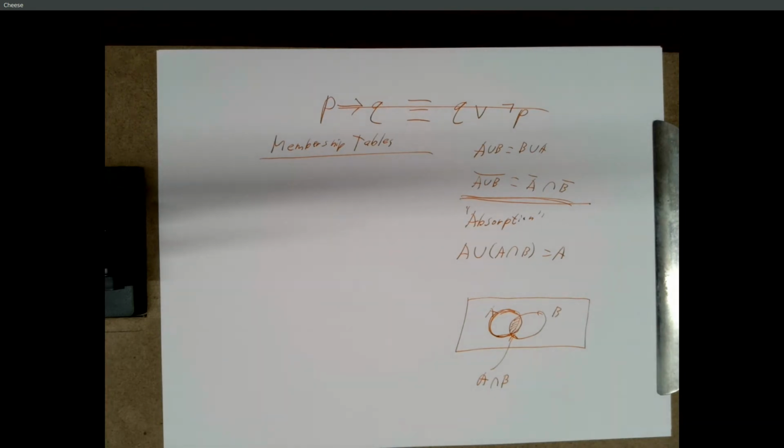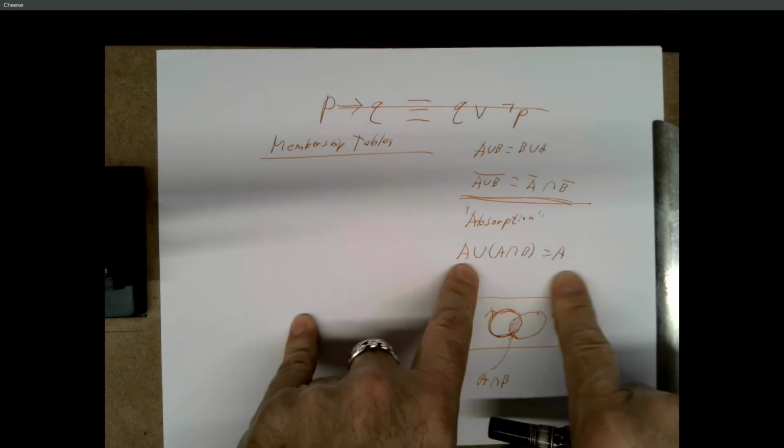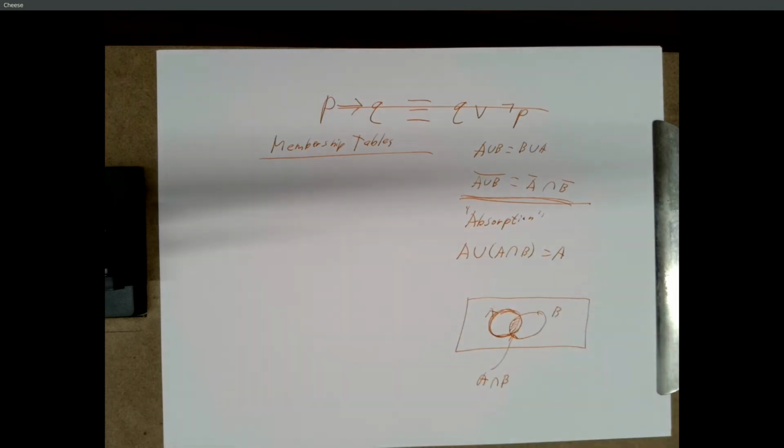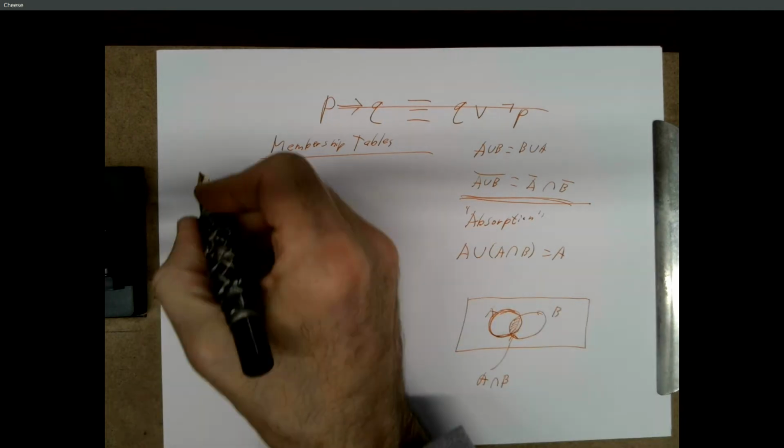It kind of looks right on this particular Venn diagram. It may ring as being reasonable at least, because A intersect B is things that are in A and in B simultaneously. If we take A and add in some more things that are already in A, we should just end up with A. So this is somewhat plausible, but we can prove it using this mechanism of a membership table.